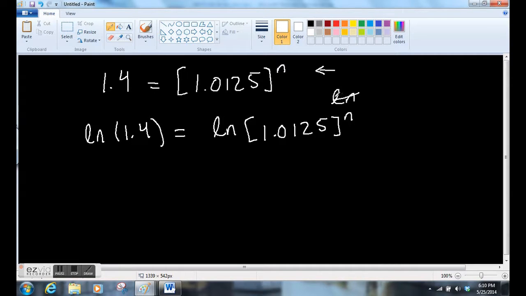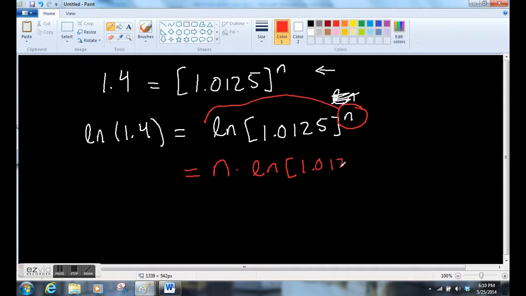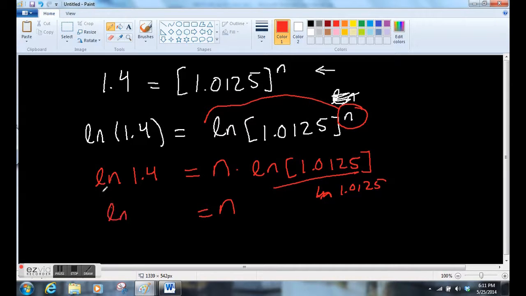So I just took the natural log of both sides. Now, remember the natural log rule. N can come in front. N is the exponent. A natural log of an exponent: the exponent gets multiplied in front. Natural log 1.4. So now we have N. I can divide both sides by natural log 1.0125. I'm going to go faster. N equals natural log 1.4 divided by the natural log of 1.0125.